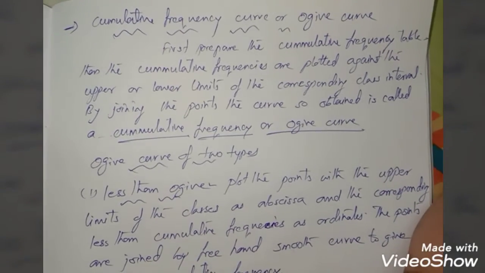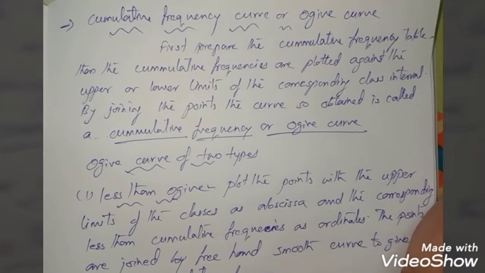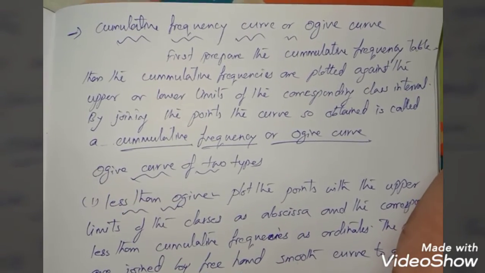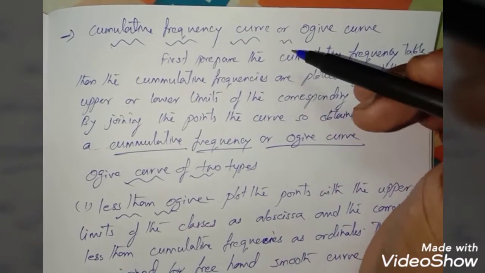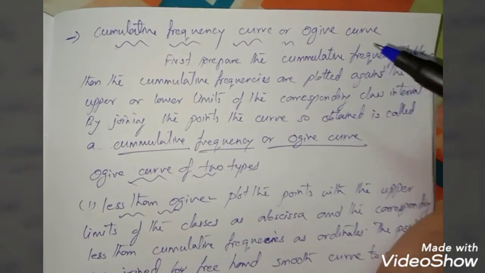So students, yesterday we completed exercise 14.3. Today we are going to start exercise 14.4. Before starting exercise 14.4, let us know what a cumulative frequency curve or Ogive curve is, because this exercise is completely based on your graph, right?